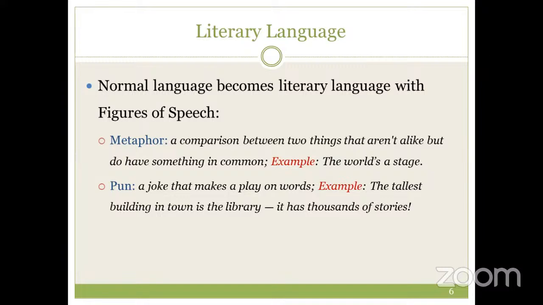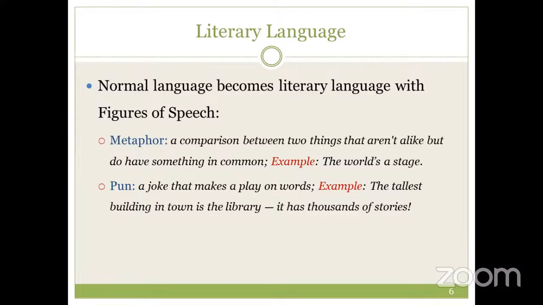Normal language becomes literary language because of one primary thing, that is figures of speech. Remember this: any normal language becomes literary language when you have literary elements in it. That is figures of speech, and we also have literary devices. Examples of figures of speech: we know metaphor, simile, pun, and many more items on the list. Imagery is also one of them.